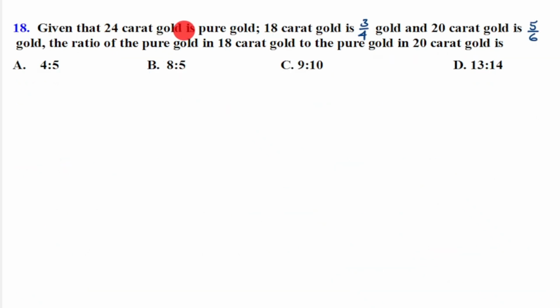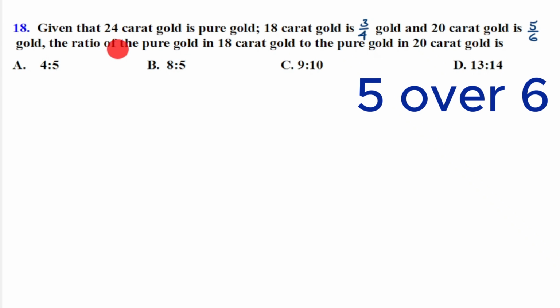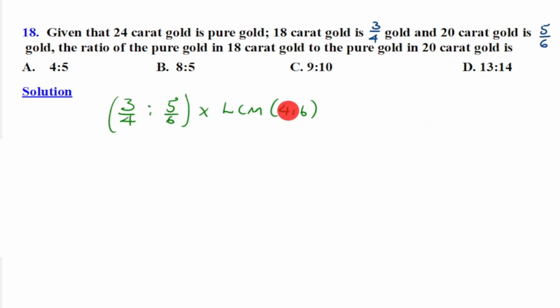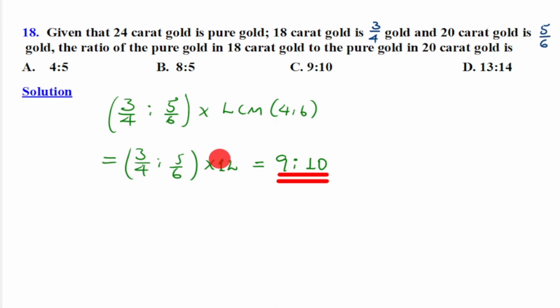Given that 24 karat gold is pure gold, 18 karat gold is 3 over 4 gold, and 20 karat gold is 5 over 6 gold, the ratio of pure gold in 18 karat gold to the pure gold in 20 karat gold is? So the least common multiple of 4 and 6 is 12. So when we multiply this by 12, we get 9 ratio 10. So the answer is C.